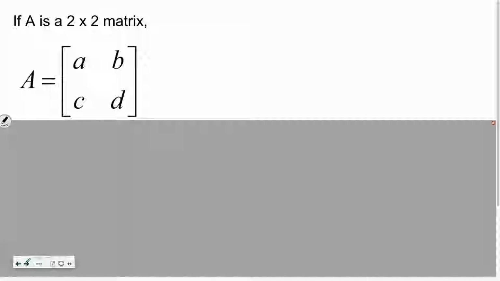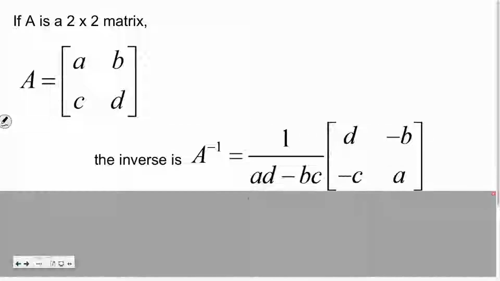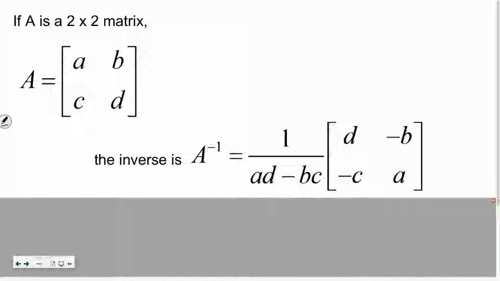And we're going to let A, matrix A, be the matrix with entries A, B, C, D. Now, if those are the entries in A, this is how you would find the inverse. So I'll give you some time to copy it down, and then we'll talk about all the things that are happening right there. So this would be your inverse.